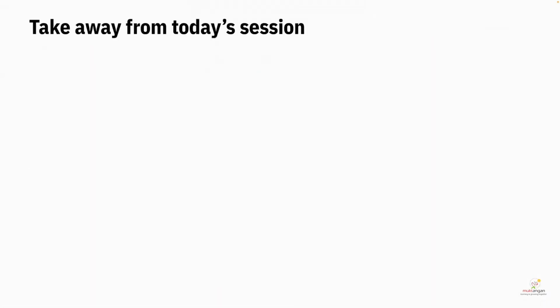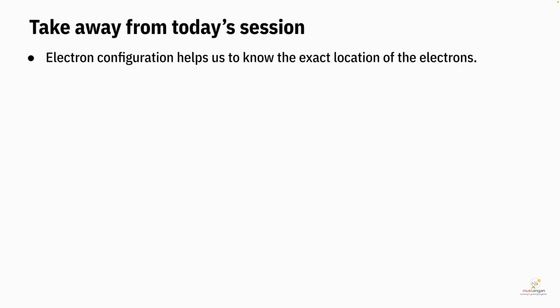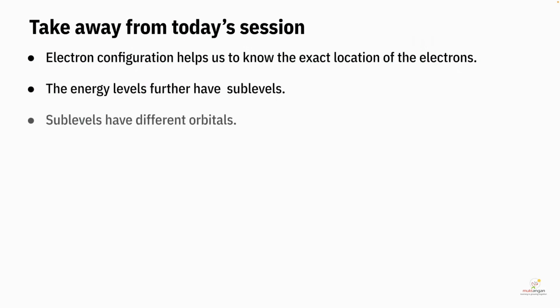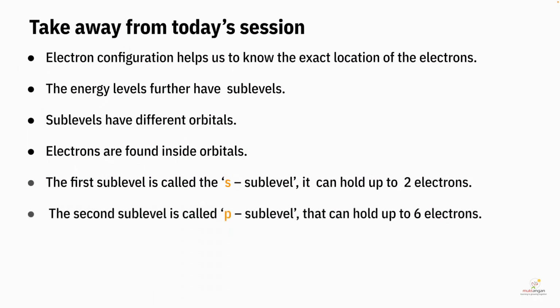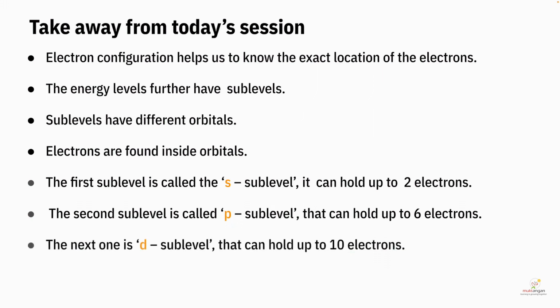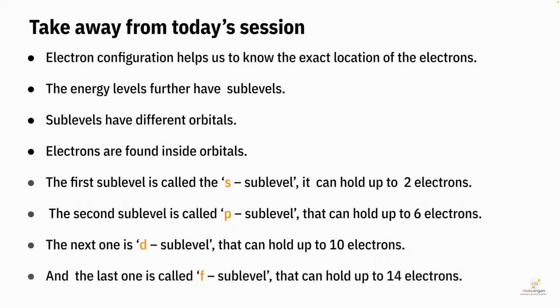So what are the takeaways from today's session? Electron configuration helps us to know the exact location of the electrons. The energy levels further have sublevels. Sublevels have different orbitals. Electrons are found inside orbitals. The first sublevel is called the s sublevel. It can hold up to 2 electrons. The second sublevel is called the p sublevel, which can hold up to 6 electrons. The next one is the d sublevel, which can hold up to 10 electrons. And the last one is called the f sublevel, which can hold up to 14 electrons.